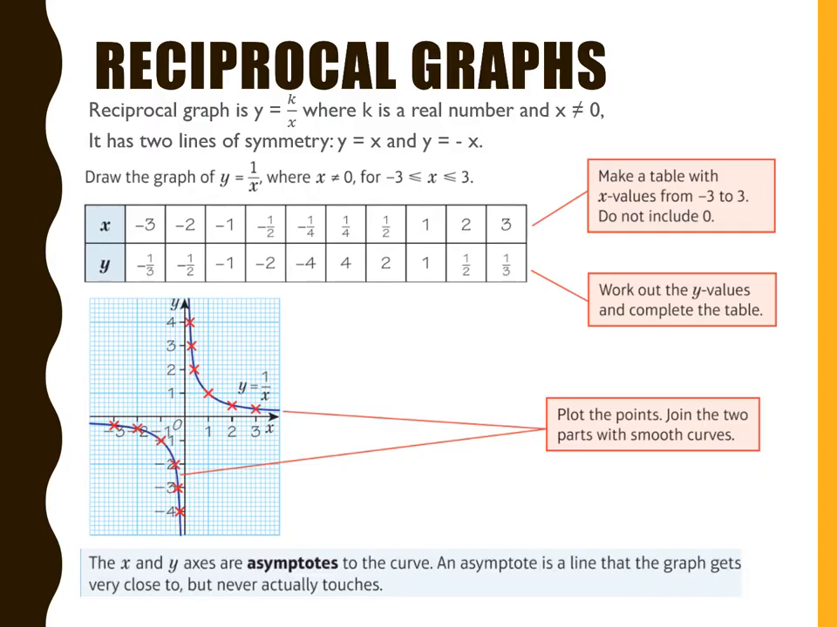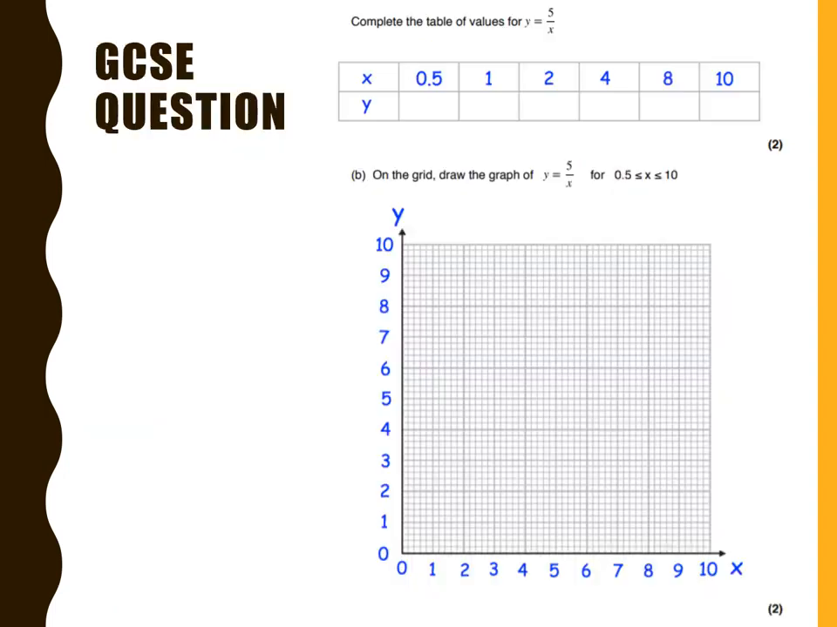The x and y-axes are asymptotes to the curve. An asymptote is a line that the graph gets very close to but never actually touches. Again, you can use Desmos to prove this point. Write down on Desmos, draw your graph y equals 1 over x, and try and see if it ever touches the y-axis.